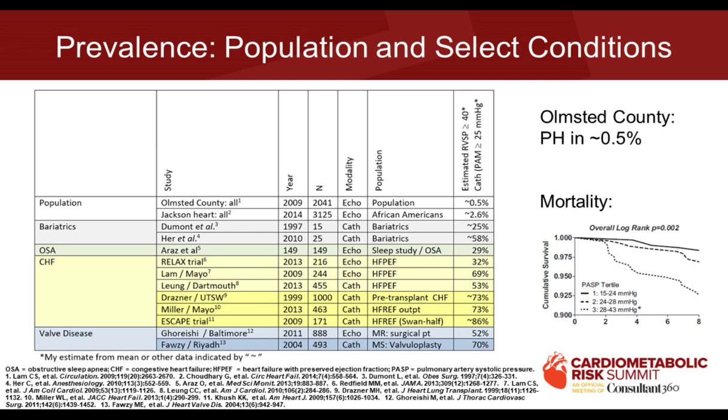The rest of the conditions on there are other populations where pulmonary hypertension is very, very common. In bariatrics, these were patients with a BMI above 50. They had heart caths done, and anywhere from a quarter to half had elevated pulmonary pressures. And you can see in heart failure and valve disease, it's very, very high, as many as half to 75% if you're looking at a referral population for transplant, for example.